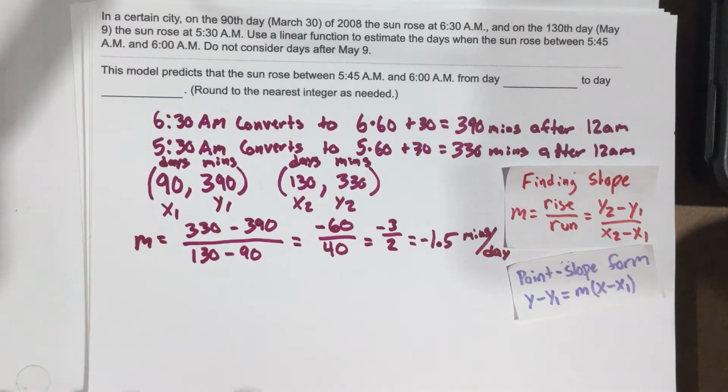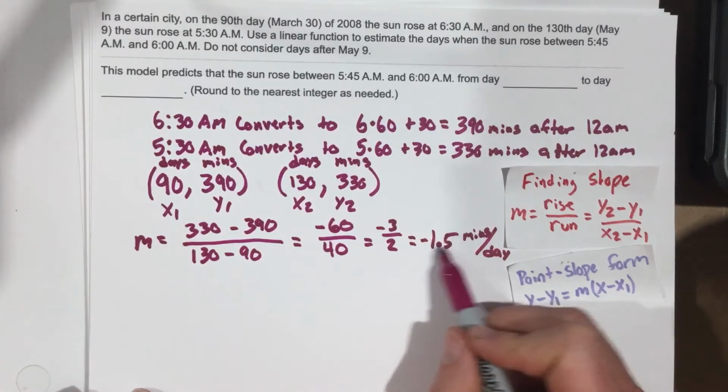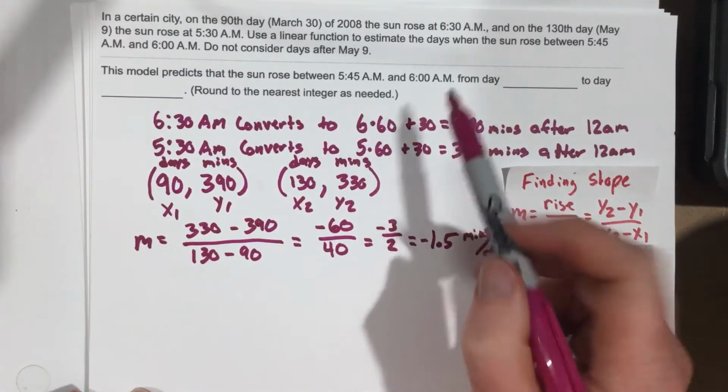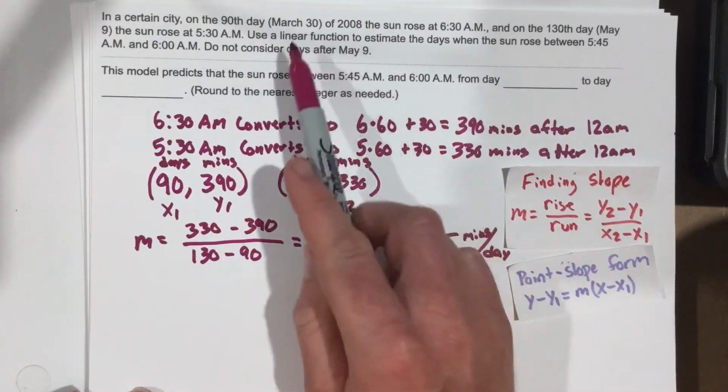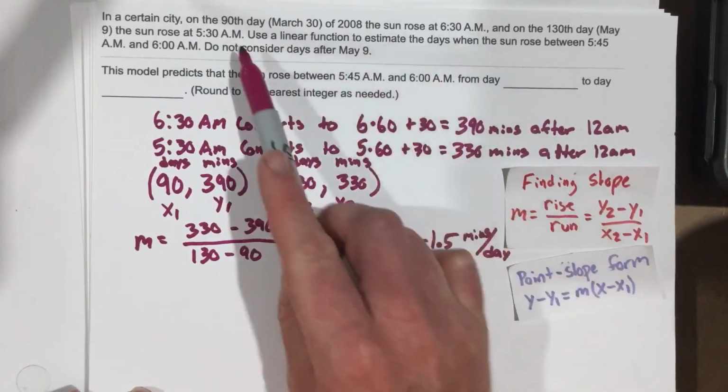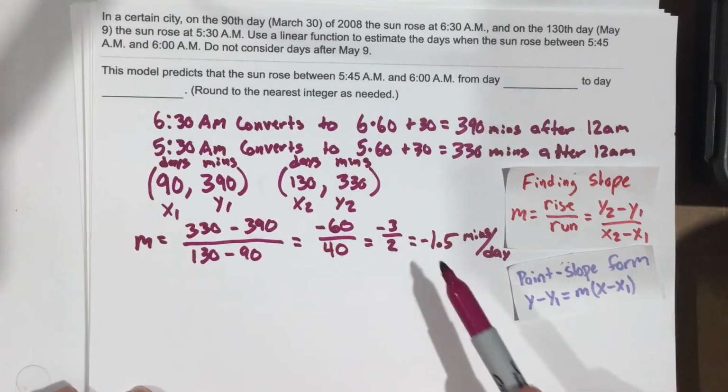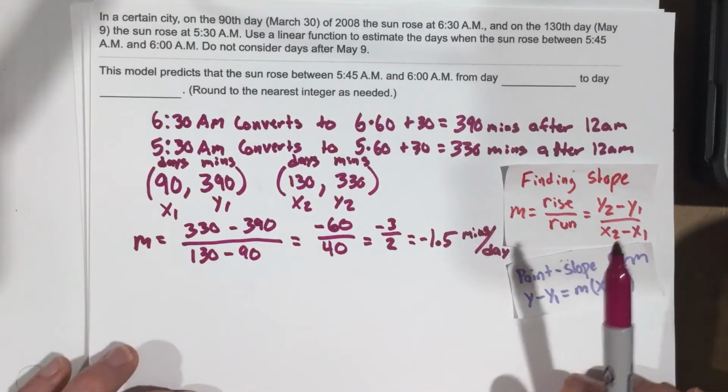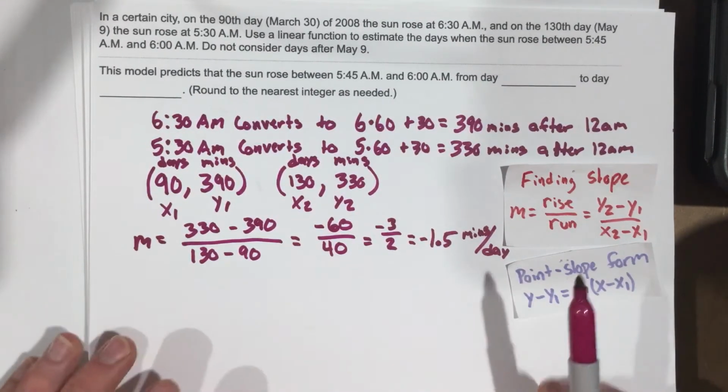So we're losing 1.5 minutes per day of sunlight. Actually, we're not losing it, we're gaining it, right? Because it says minus 1.5 minutes per day, and we're going from having the sun rise at 6:30 to 5:30. So although it says minus 1.5, just realize that you're actually gaining daylight in that situation.